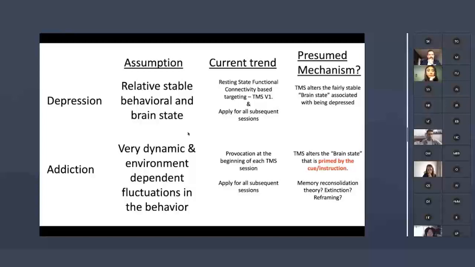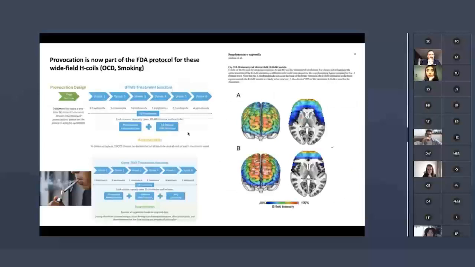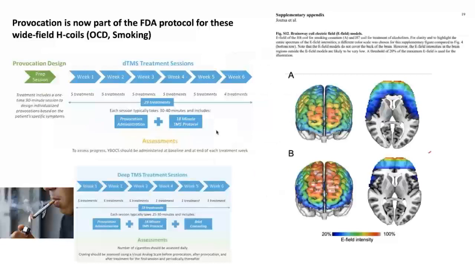Very quickly, provocation is now part of the FDA-approved protocol for OCD. There's always priming initially before the TMS is given. It's also true in the FDA protocol for smoking: there's always a smoking prime before the TMS is given. Both of these FDA pivotal studies were preceded by studies that evaluated whether or not the cue was relevant, and they both found that the effect size was greater when individuals were primed with a cue.